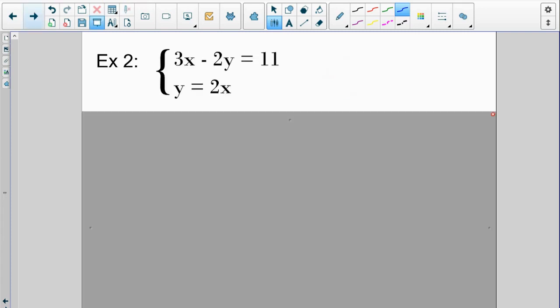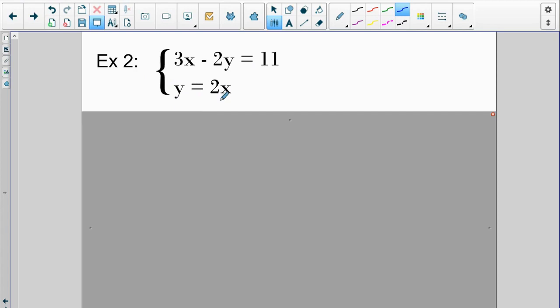Let's look at another one. Similar, except it's just a little bit different. Okay, we still have an equation where we have 3x minus 2y equals 11. That one doesn't really tell us a whole lot. But the second equation tells us everything we need to know about y.